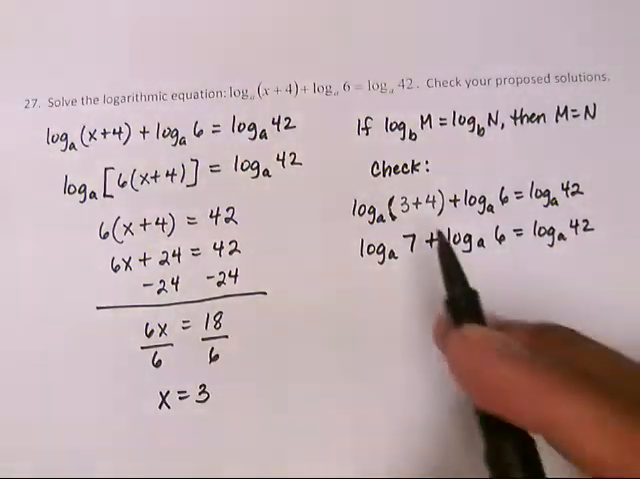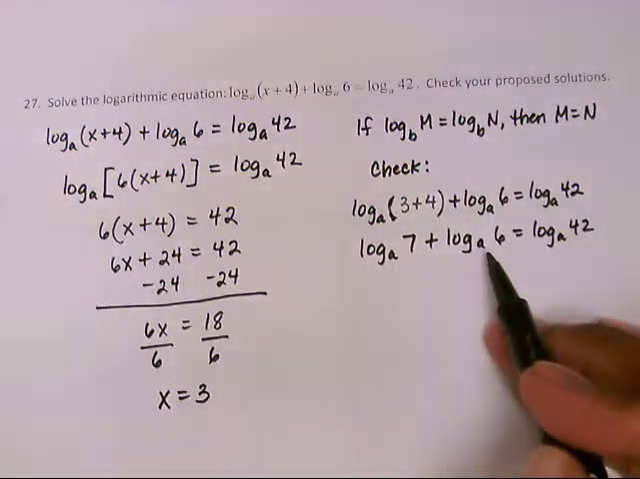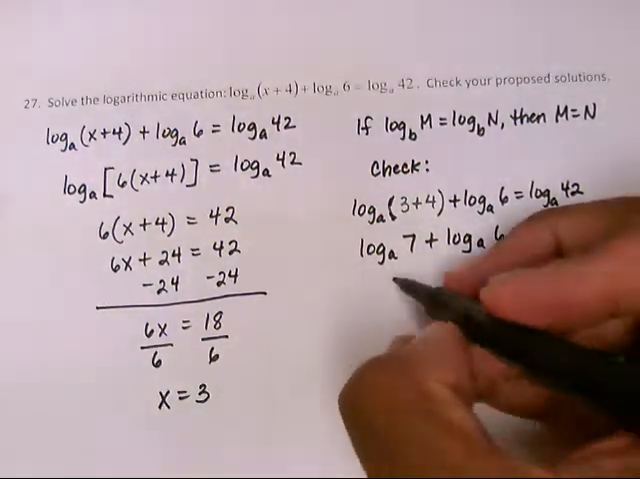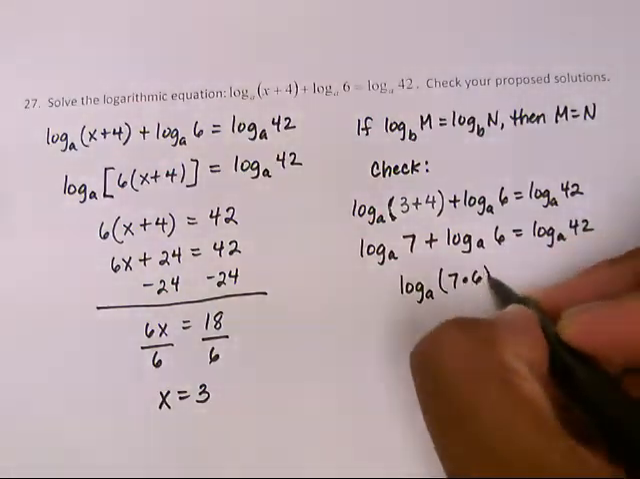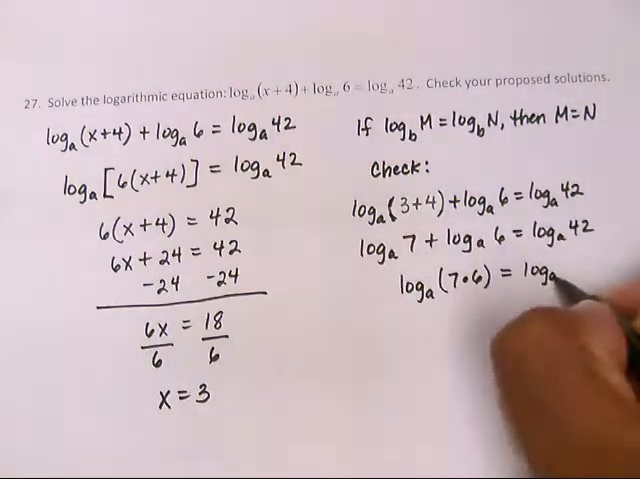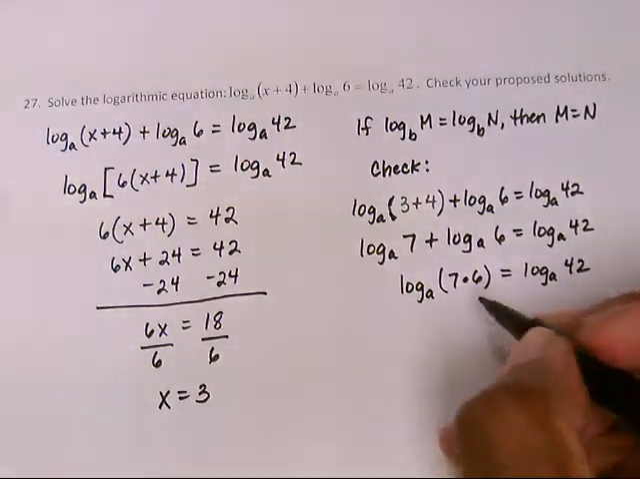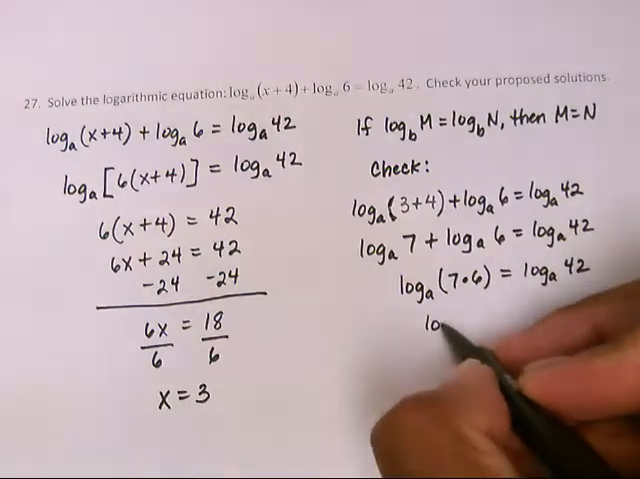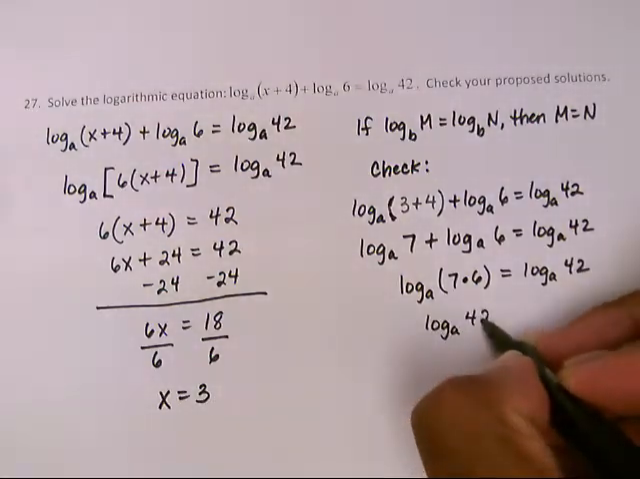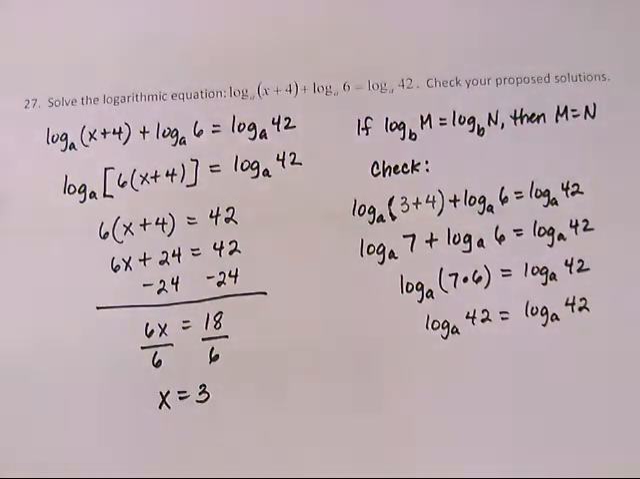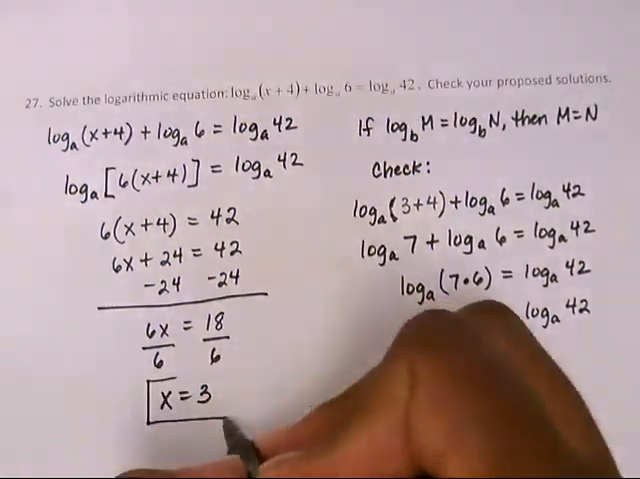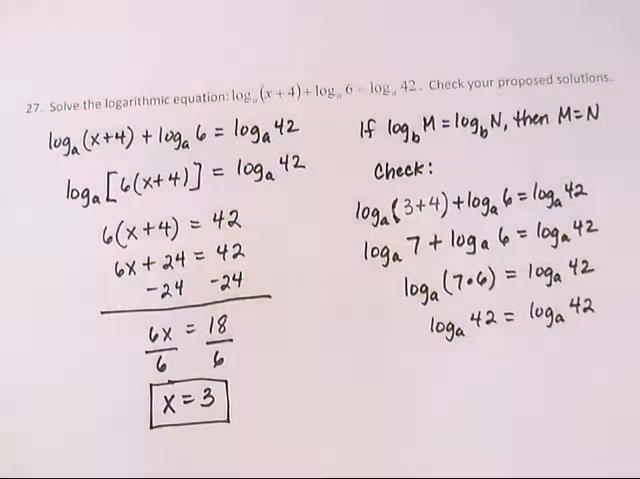Now notice on the left side I have the sum of the individual logarithms. I'll condense that as a log of the product. So the left side will be log to the base a of 7 times 6 is equal to log to the base a of 42. And if I multiply 7 times 6, I will get 42. So log to the base a of 42 is the same as log to the base a of 42. So that checks. So here x equals 3 is the solution to that logarithmic equation.